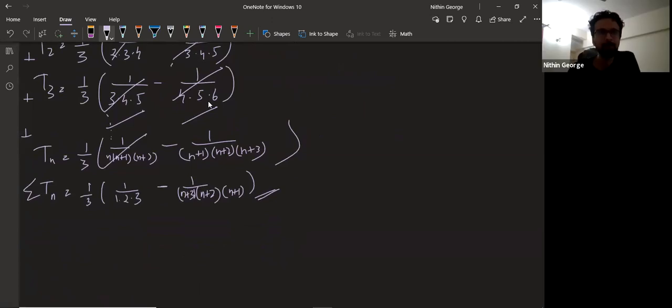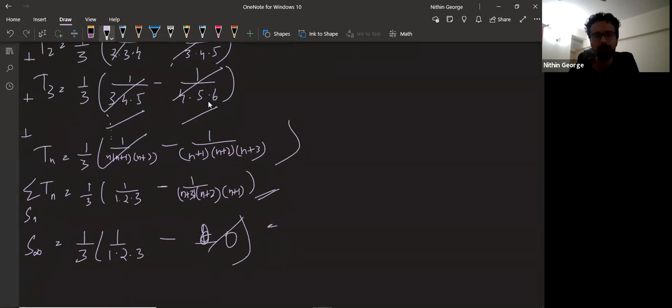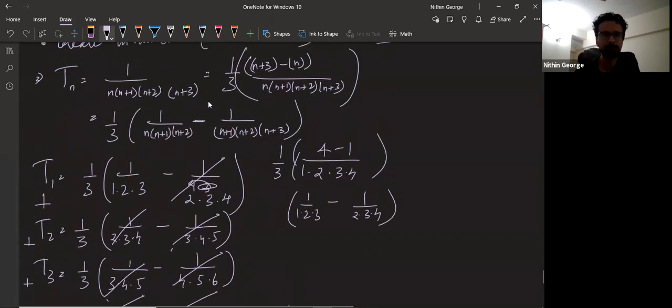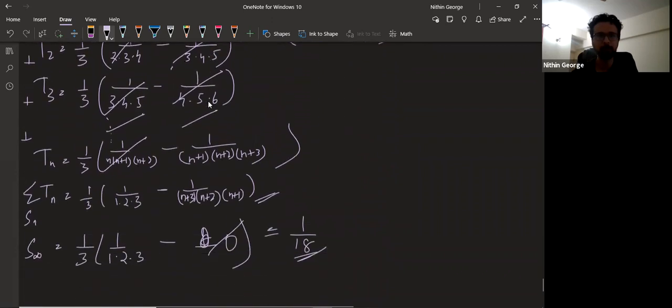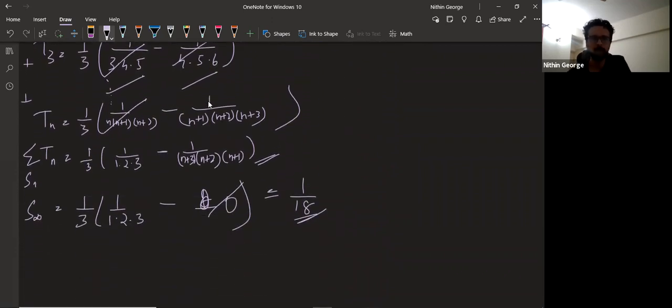Now, this is Sn. What about S infinity? Replace n with infinity. We get 1, 2, 3 minus 1 by infinity, which is 0. Okay. So you get this as 1 by 18. All right. This becomes your final answer. Is this clear, guys? Telescopic addition. Okay. Understood what happened here? You can find Sn easily.